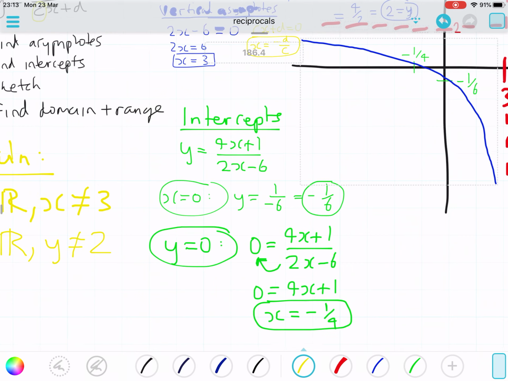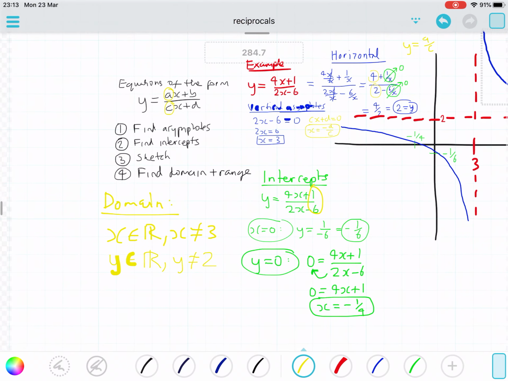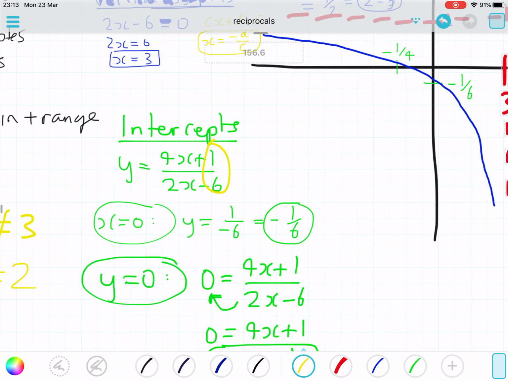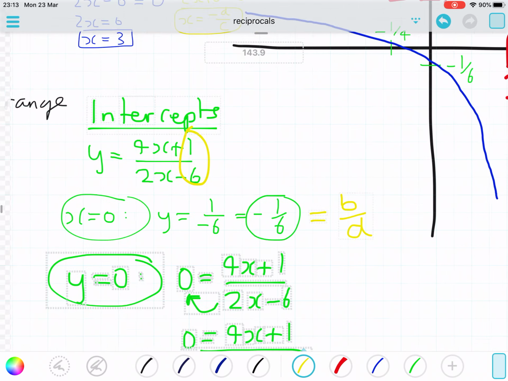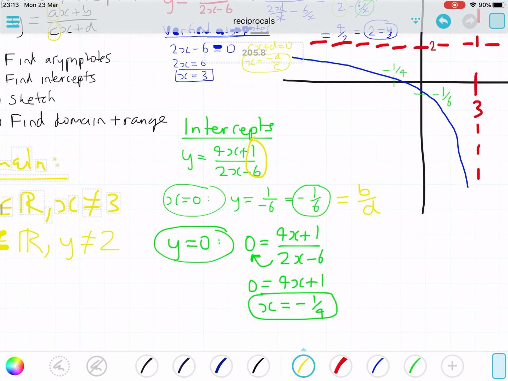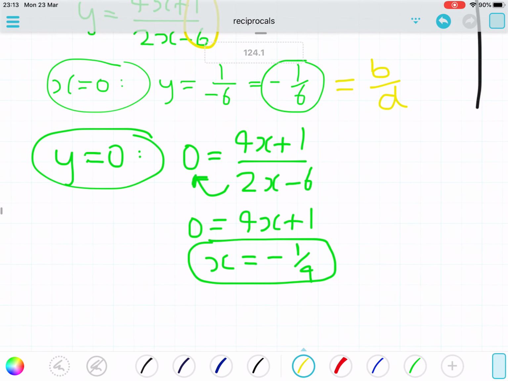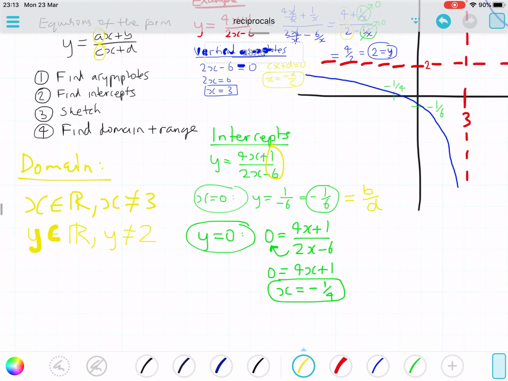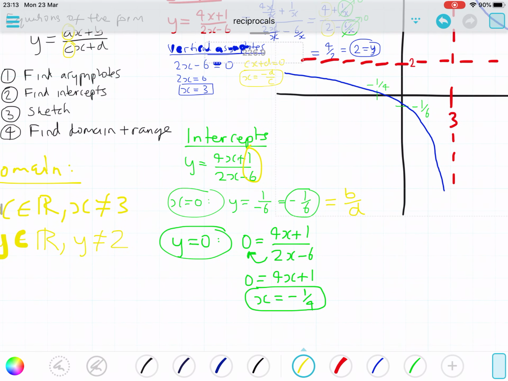But the intercept came from the 1 and the 6, didn't it? So here, well, the 1 and the 6 would be the b and the d in the general form, so b over d will give you your intercept every time. And similarly, that was this intercept here, x is minus a quarter, came from the b and the a, didn't it? So it would be the negative b over a.